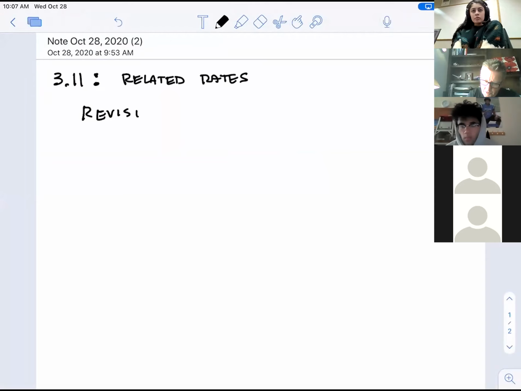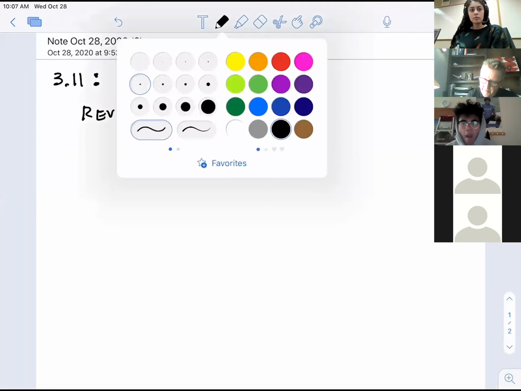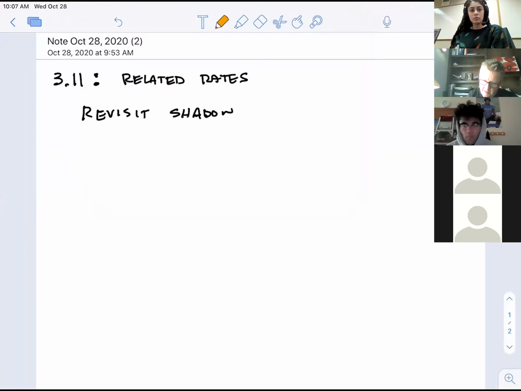Revisit the shadow. So here's what I mean when I say I'm going to simplify this a whole bunch. Let's put the sun up in the sky right over here. There's the sun, and we're saying it's going to set. It's going to move down until it hits the ground.